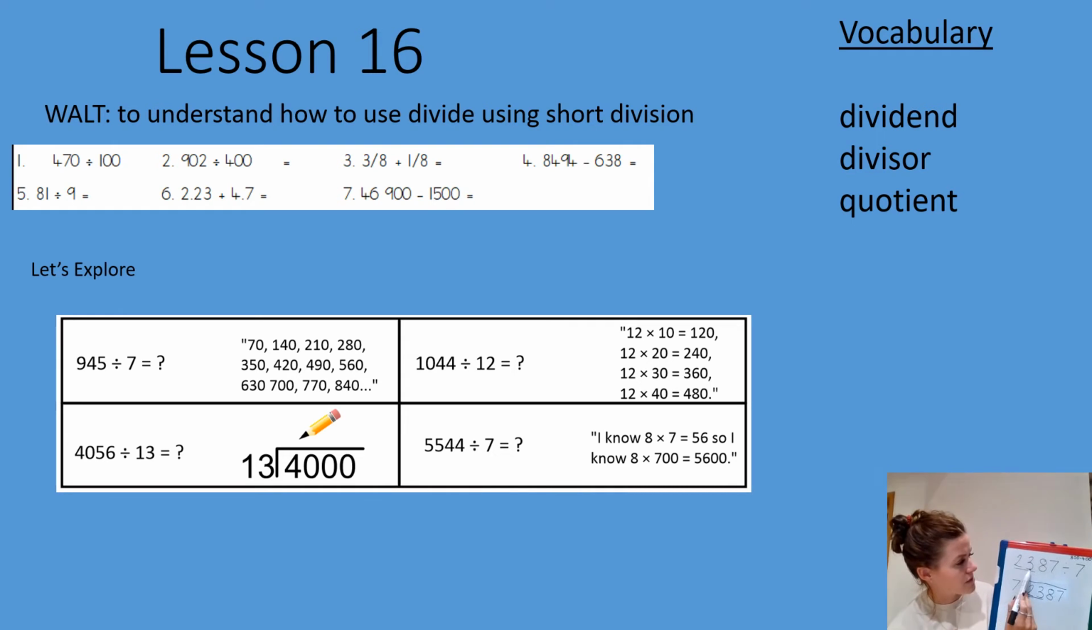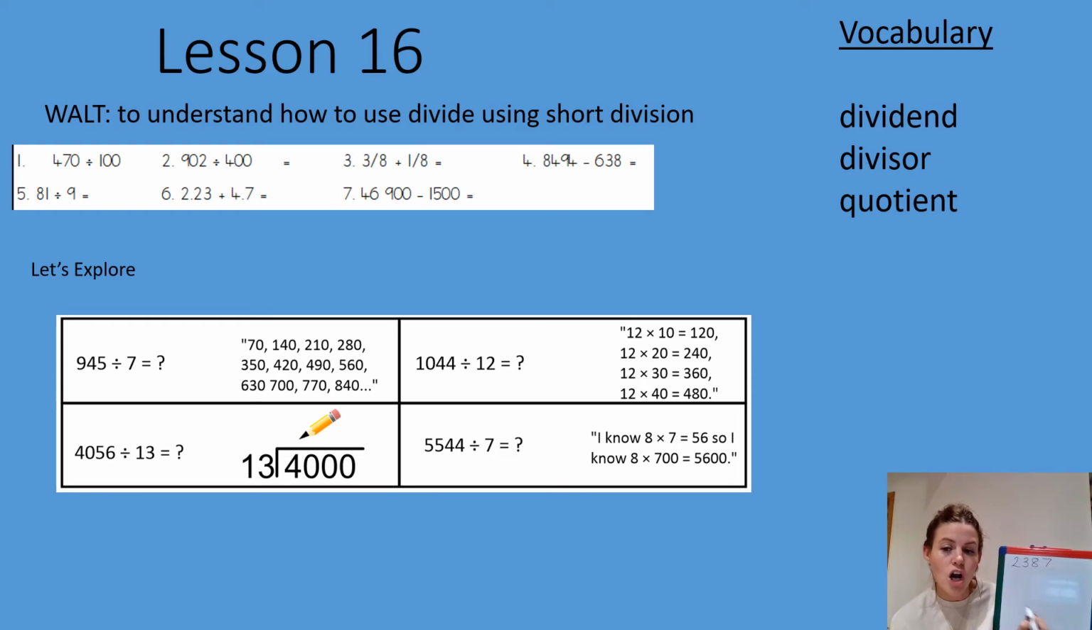So we've got 2,387 and I've put that here as my short division. Now before we even get to using short division, we need to make an estimate and we need to try and decide what range our quotient is going to fall between. So let's think about what we know.